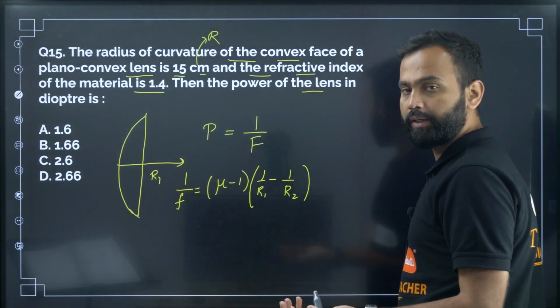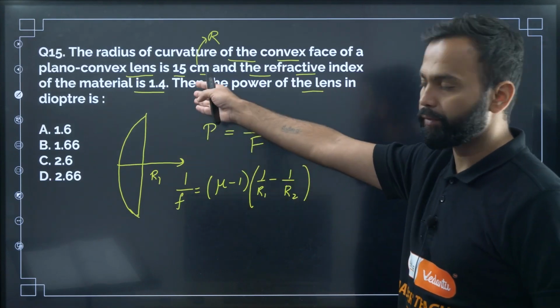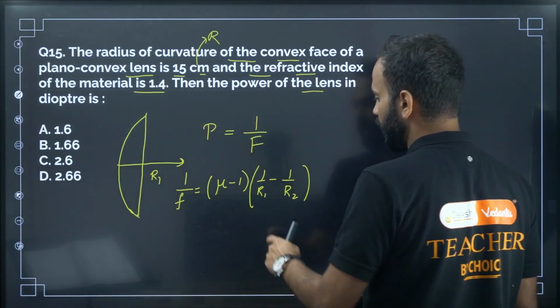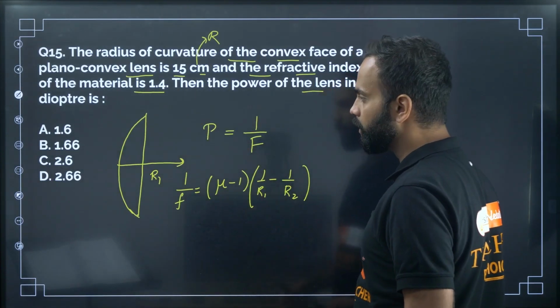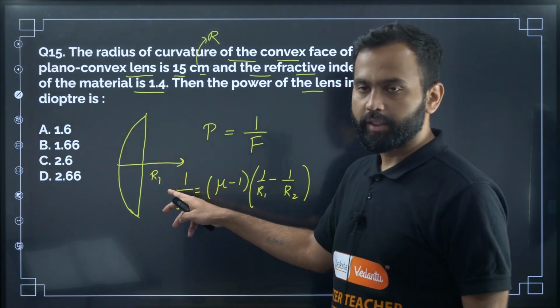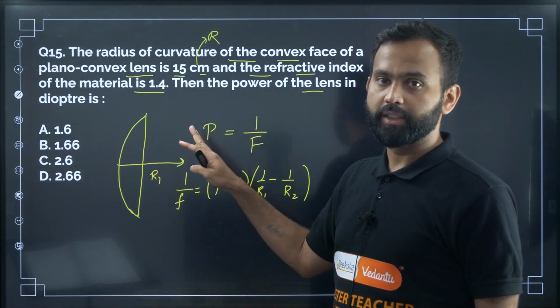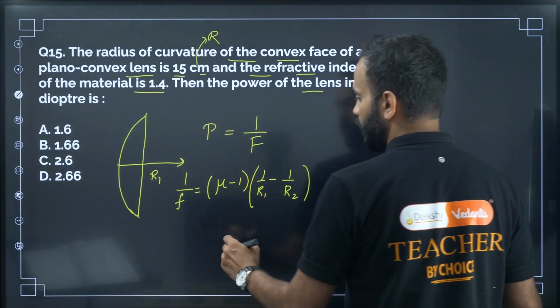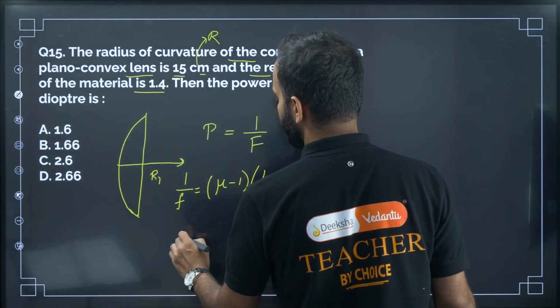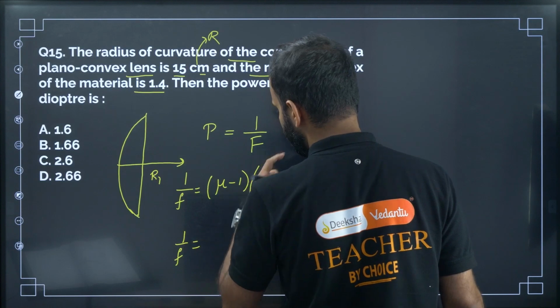R2 is equal to infinity, right, because of the plane surface. R1 is equal to positive r. Why? Because the direction of the measurement of r1 is the same as the direction of the incident ray.